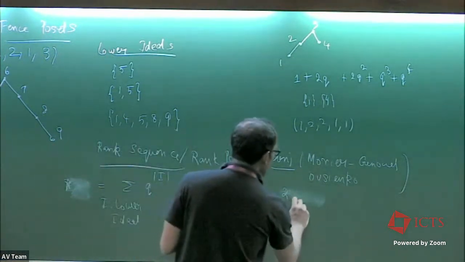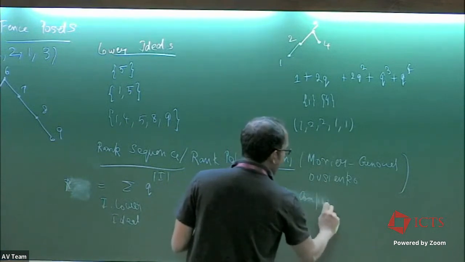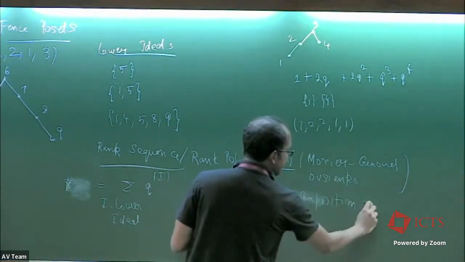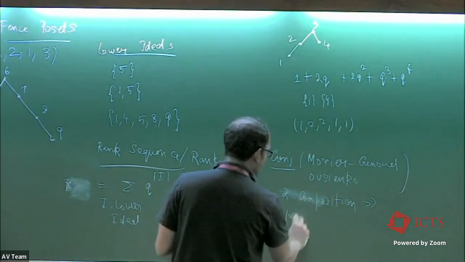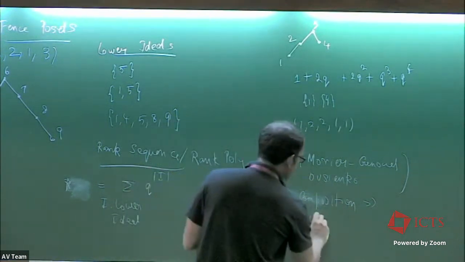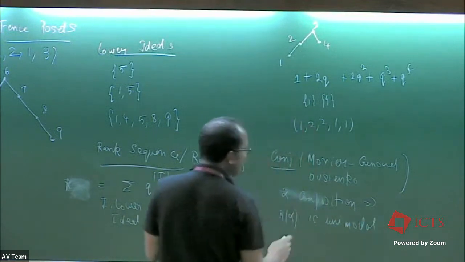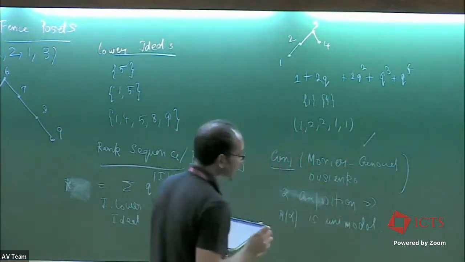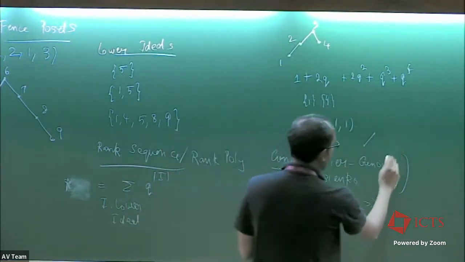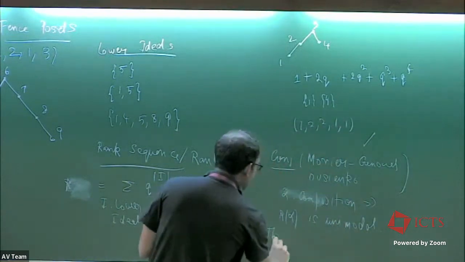So if alpha is a composition, then you have that R of alpha is unimodular. And this turns out to be true. So we proved it together with Esgi. So now this is the theorem.